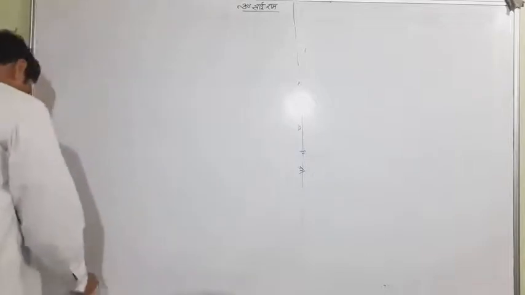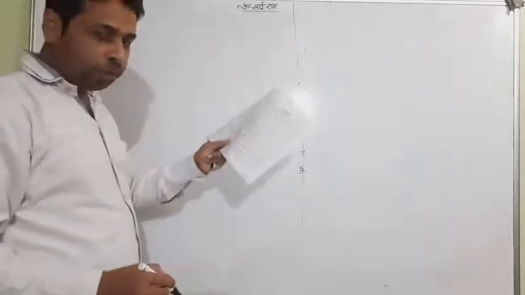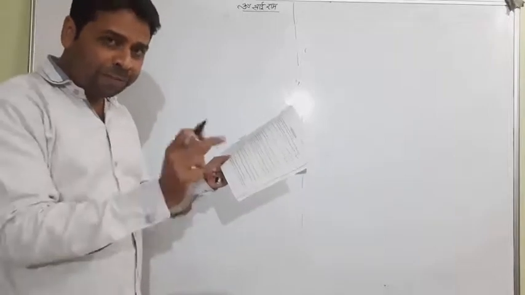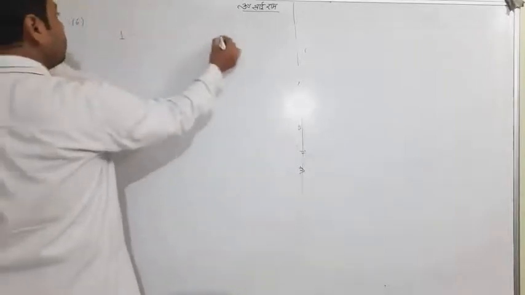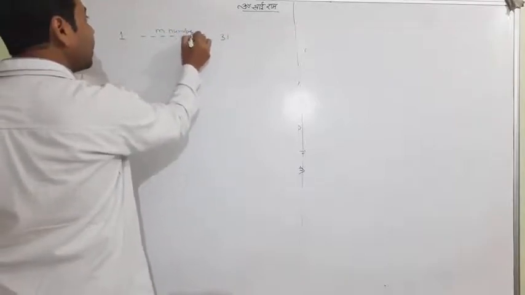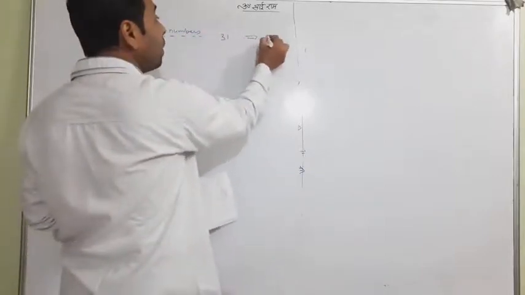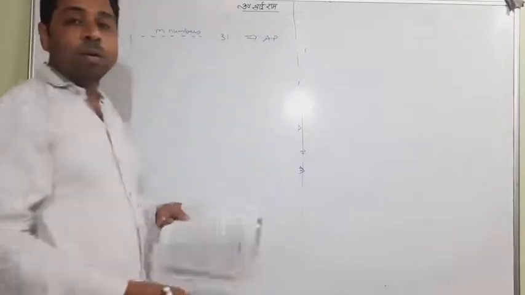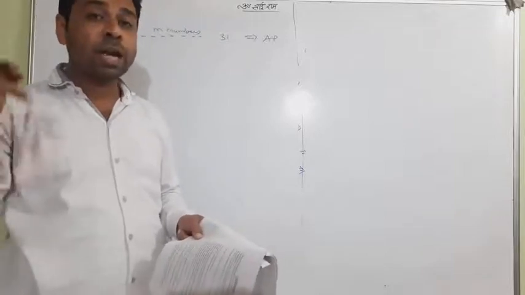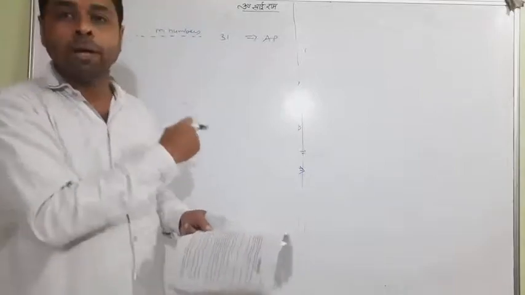So, last question from my side of the exercise, question number 16. Between 1 and 31, m numbers have been inserted in such a way that the sequence is in AP. 1 and 31 are the first term and last term, and between them we have m terms, which are called m arithmetic mean terms. I taught you in the concept n mean terms; this time it is m mean terms.